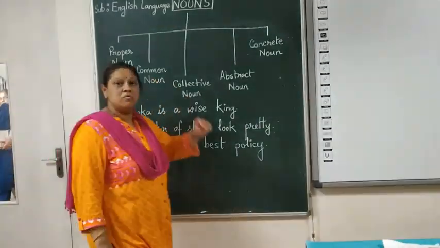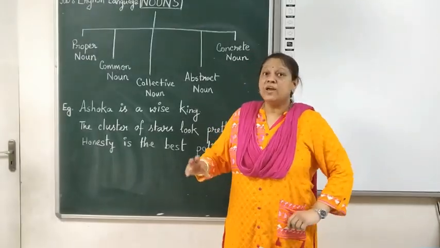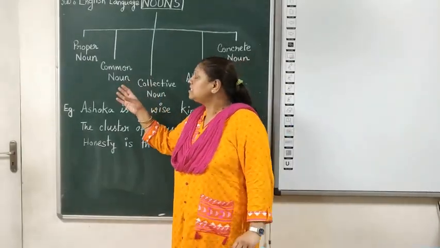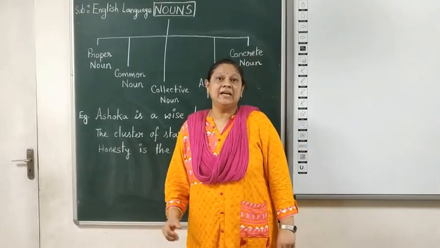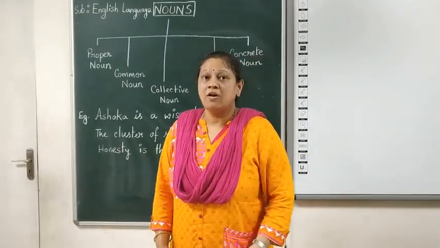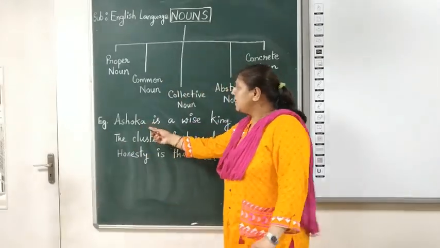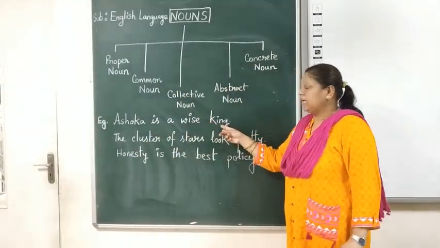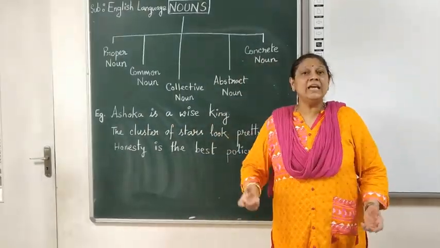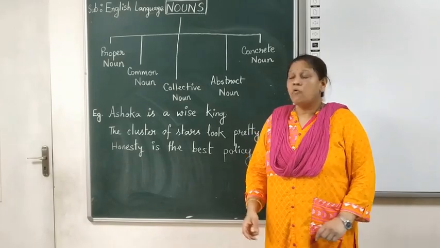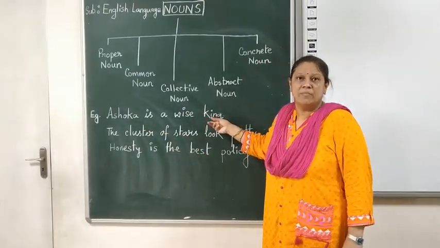Now, we come to common nouns. Common noun is a name given to every kind of a person or a place of a particular kind. For example, king, toy. All these are common nouns. Over here again you see, Ashoka is a wise king. Ashoka is a proper noun. But king can be any king. It can be Akbar or he can be Ashoka. So king is taken as a common noun.